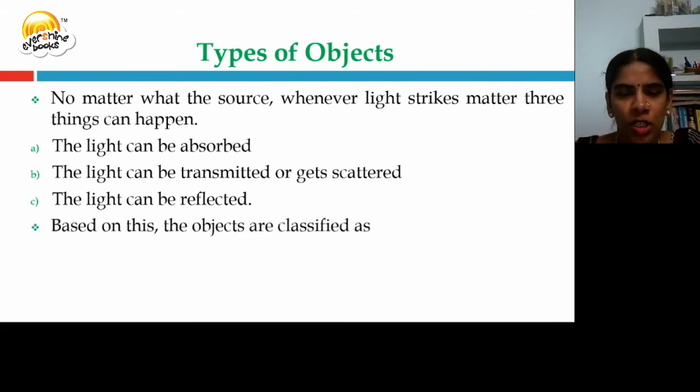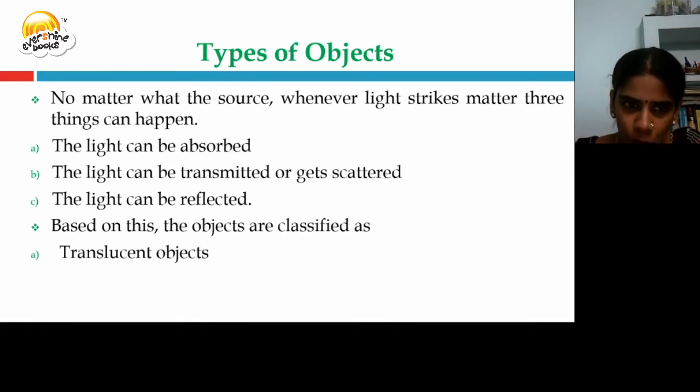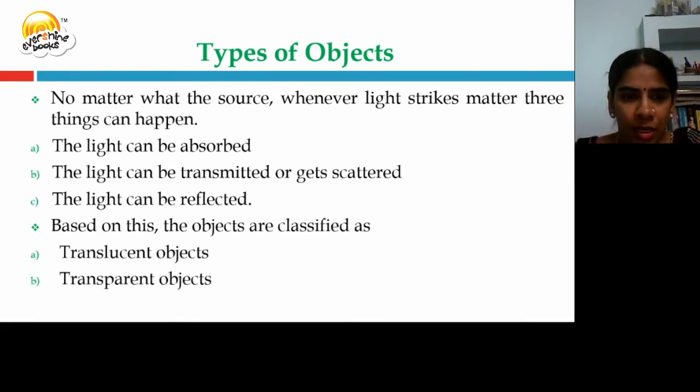Based on this, the objects are classified as translucent, where light can be absorbed; transparent, where light can be transmitted or scattered; and opaque, where light can be reflected.